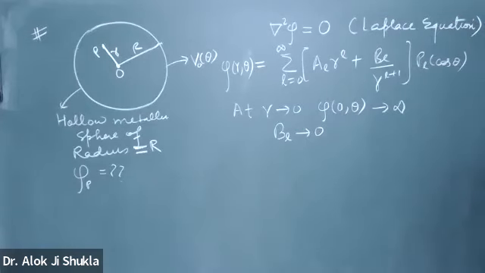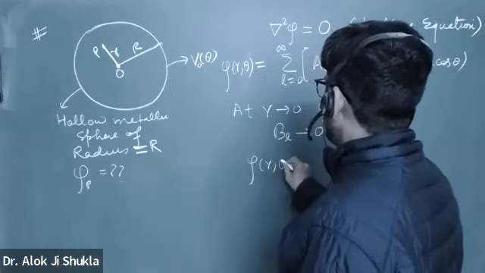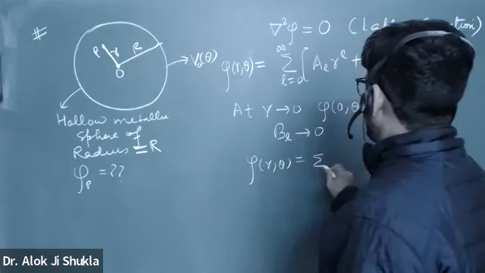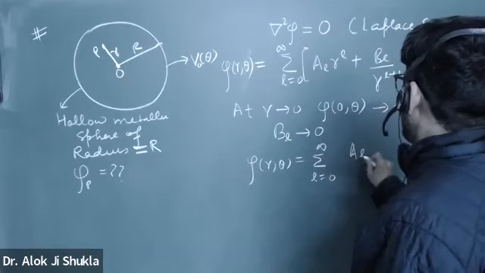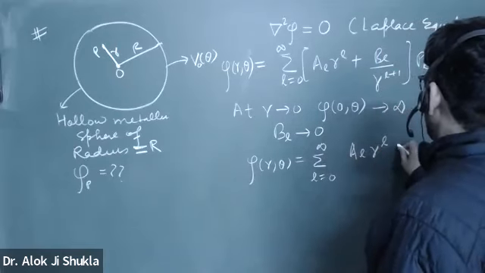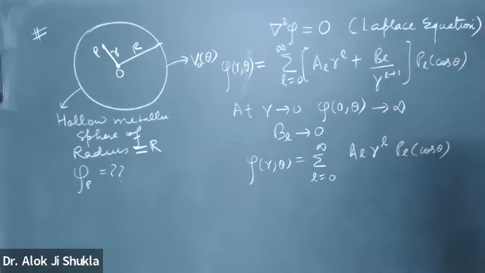So this boundary condition suggests that B_L should not exist, and our potential, this is very interesting, is the summation over L equal to 0 to infinity of A_L r to the power L into P_L cos theta. It will become like this. Got it?